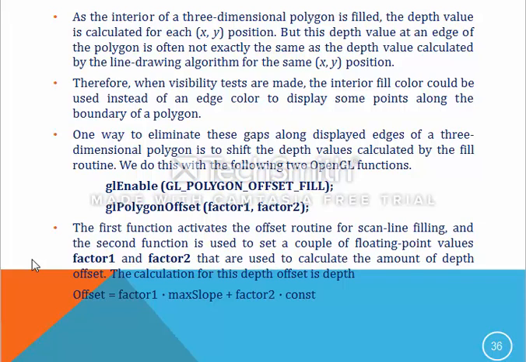One way to eliminate the gaps along display edges of a 3-dimensional polygon is to shift the depth values calculated by the fill routine so that they do not overlap with the edge depth values for that polygon. This can be done with the following 2 OpenGL functions, which enable and set the polygon offset. The first function activates the offset routine for scanline filling, and the second function is used to set a couple of floating point values that are used to calculate the amount of depth offset. This is the basic idea of wireframe methods.